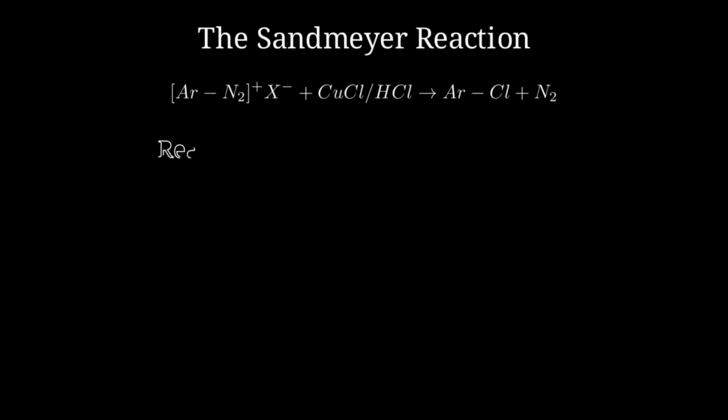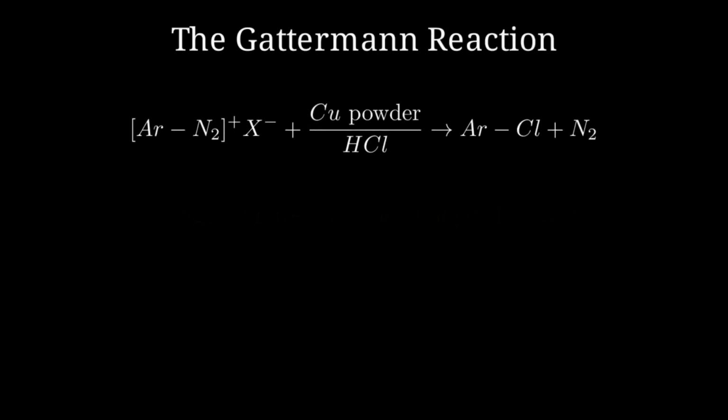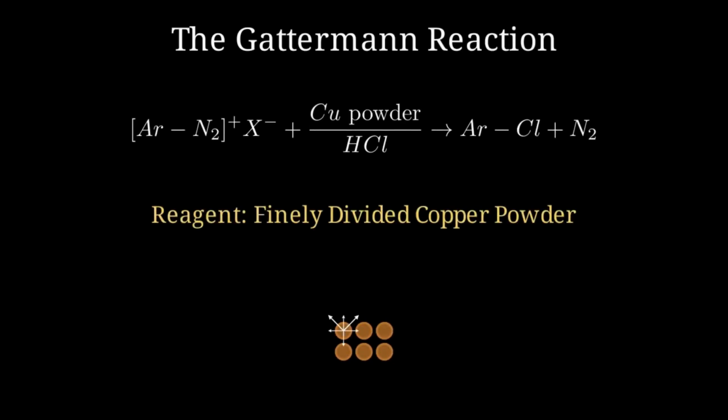The Sandmeyer reaction uses copper(I) salts, such as cuprous chloride or cuprous bromide. This method is highly efficient because the copper ion facilitates a radical transfer mechanism, making it the preferred choice for industrial applications. The Gattermann reaction is a modification of the Sandmeyer process. Instead of using copper salts, it employs finely divided copper powder in the presence of a halogen acid. It is often considered a simpler but slightly less efficient alternative.